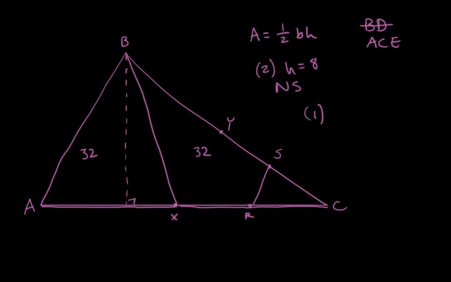All right, so that makes the total area of triangle ABC equal to 64, and that makes the area of the little triangle that we care about equal to 4. So statement 1 is sufficient to answer the question, making the correct answer A.